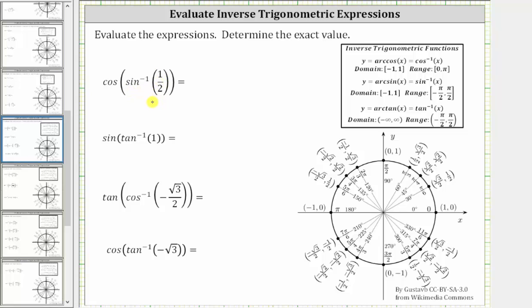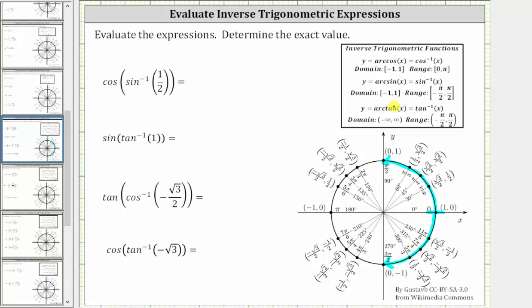The output or range of inverse sine is from negative pi over 2 to positive pi over 2 radians, including the endpoints, which means in standard position, the angle will be from 0 to pi over 2 radians, including pi over 2 radians, or from 0 to negative pi over 2 radians, including negative pi over 2 radians.